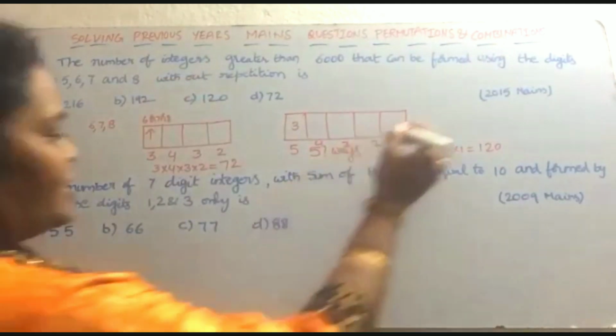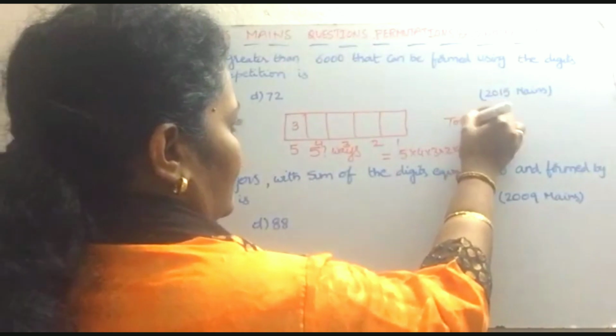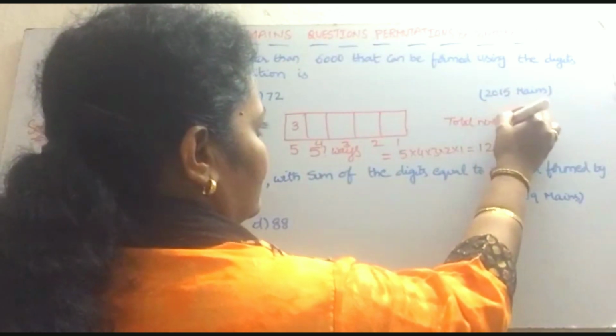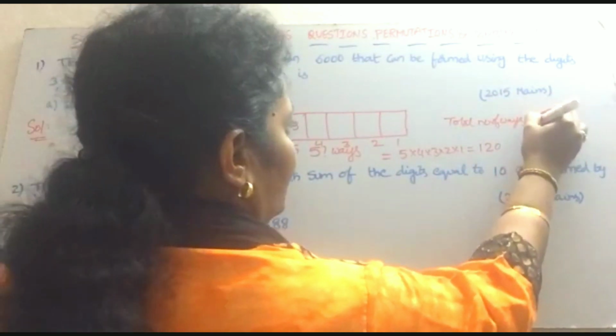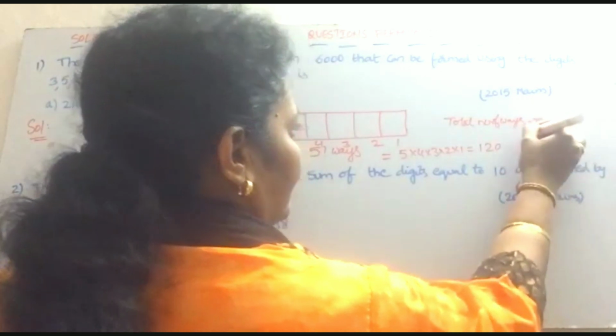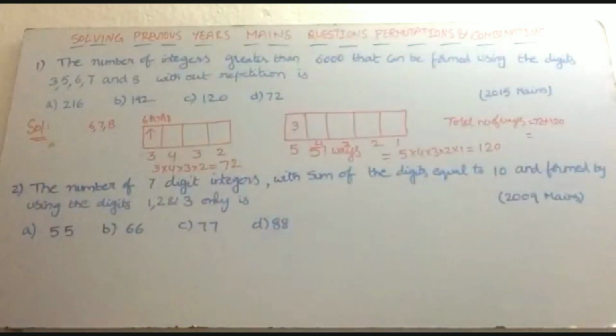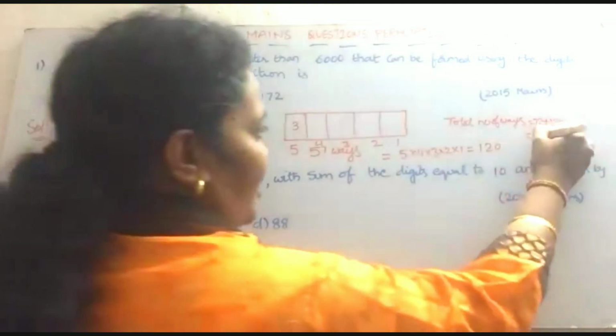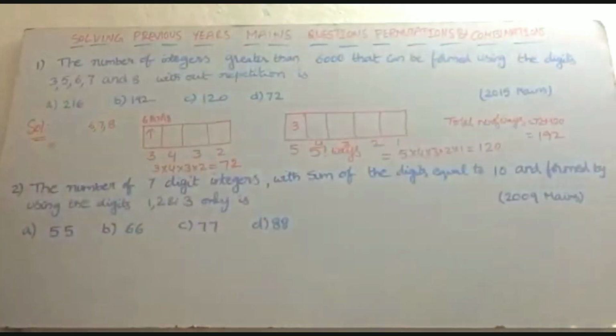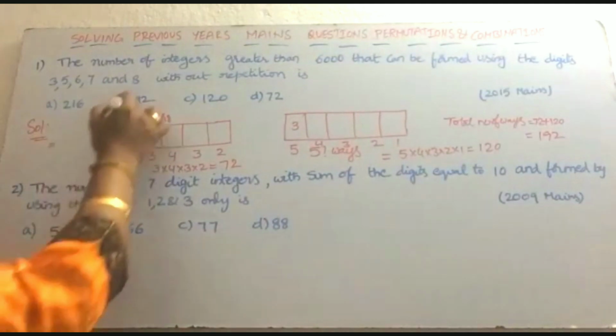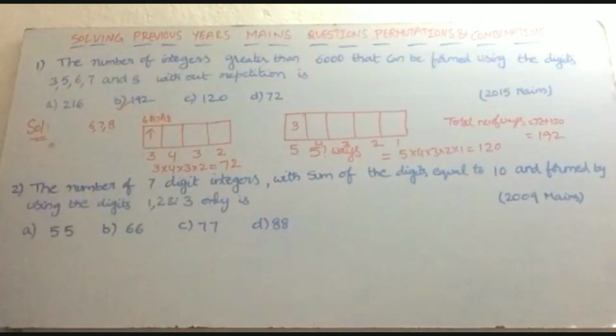So the total number of ways is 72 plus 120, which is 192. So the correct option is B.